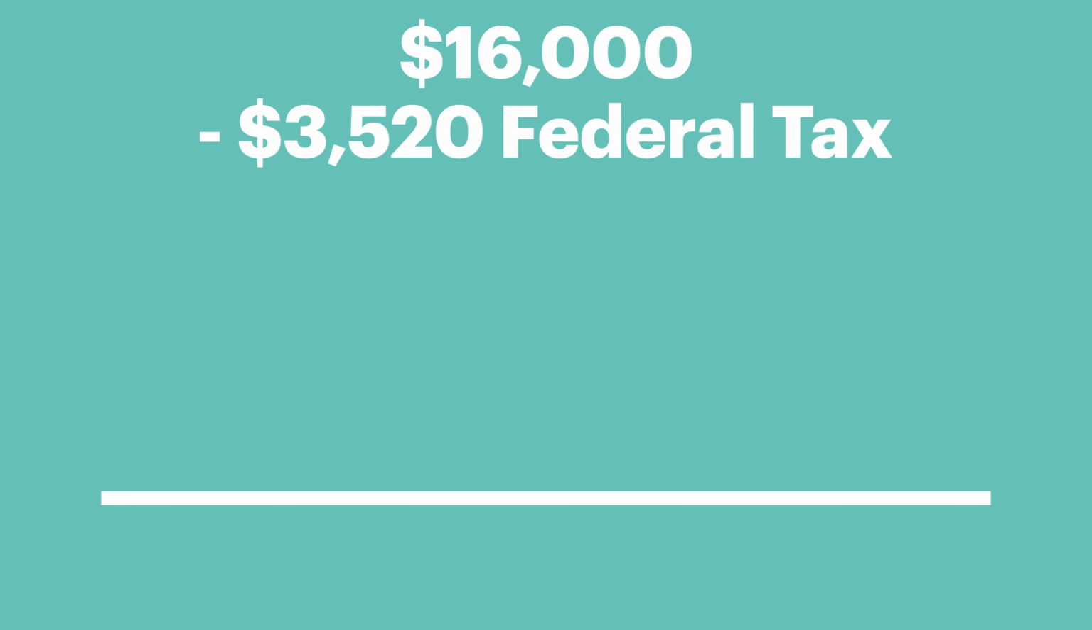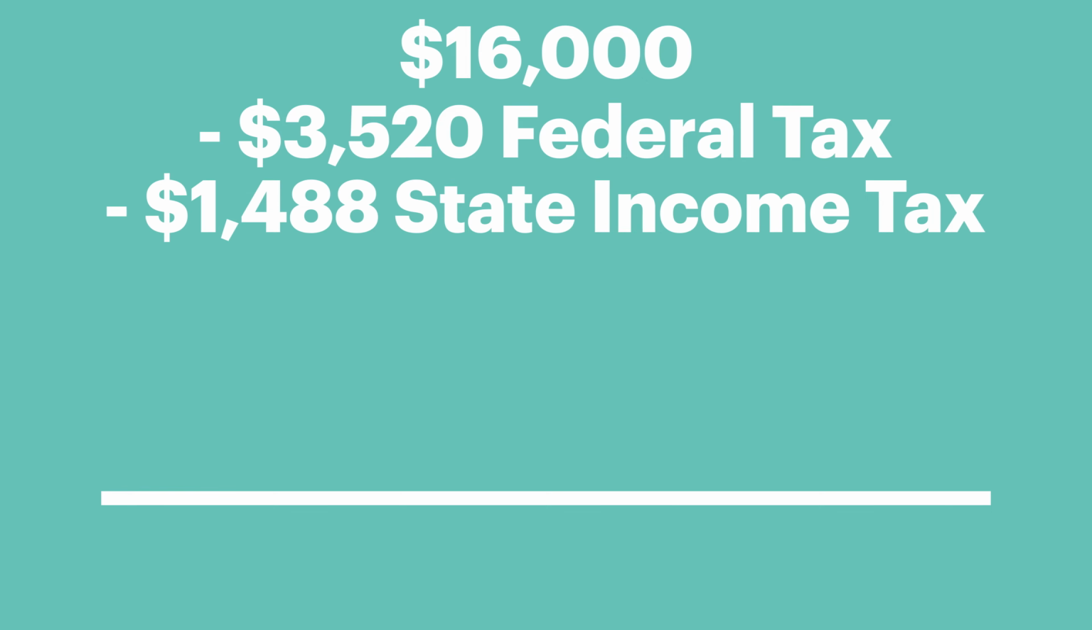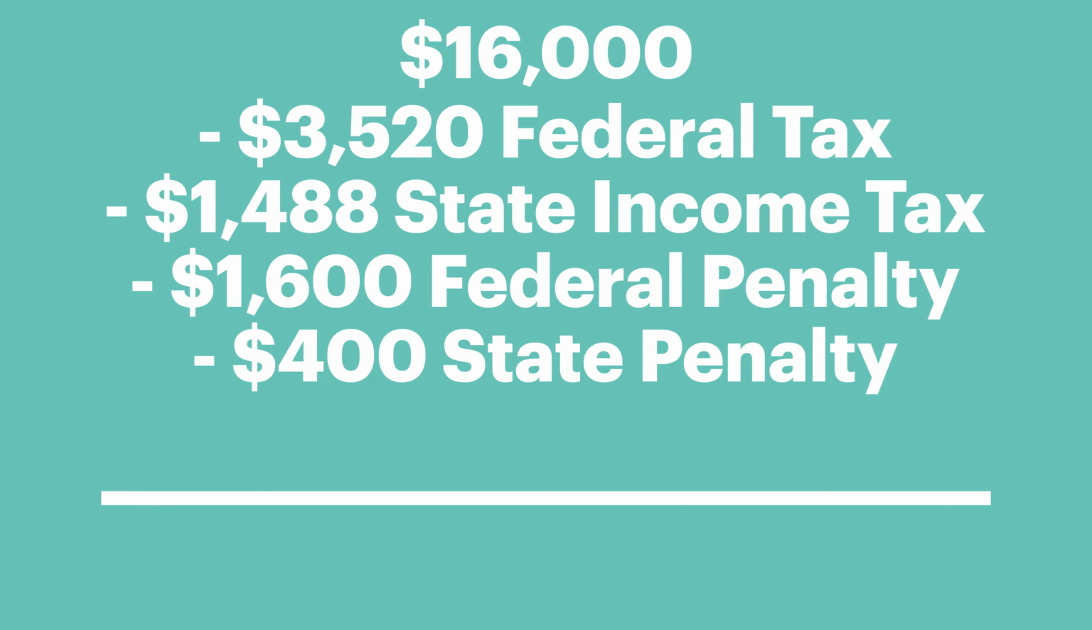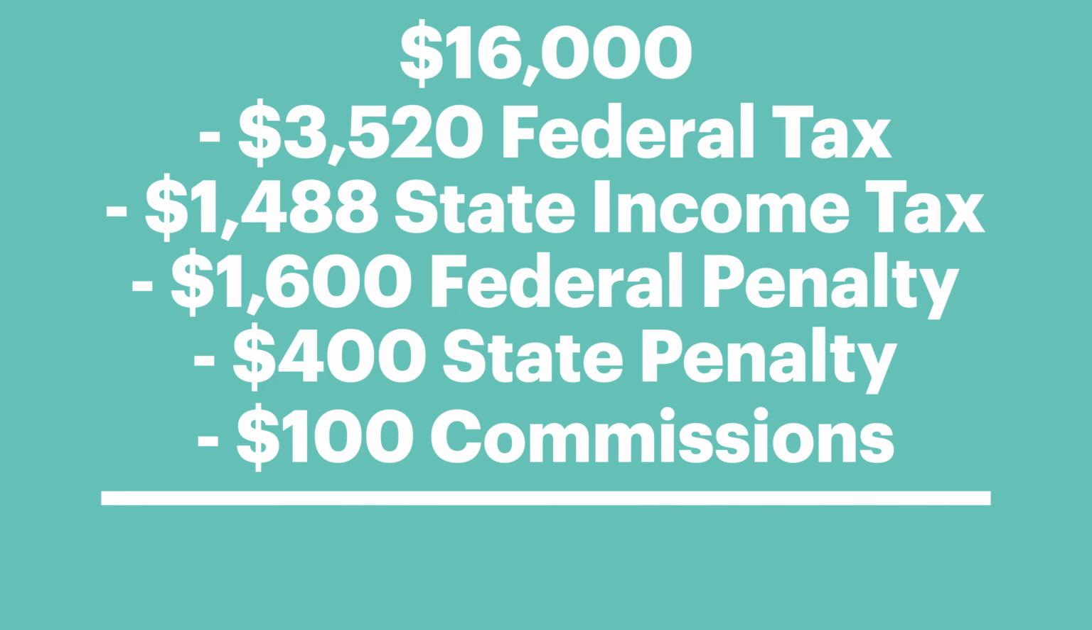So we subtract the $3,520 federal tax on the distribution, assuming you make $65,000 a year, marginal tax rate 22%, less the $1,488 state income tax, less the $1,600 federal penalty on the early withdrawal, less the $400 state penalty on the early withdrawal, and we subtract $100 in brokerage commissions and other fees. If we subtract all these amounts from the $16,000 quick sale value we calculated previously, we get $8,892. So that is the amount you would include in the equity component of your reasonable collection potential for an IRA with a value of $20,000, given the assumptions that I just made.